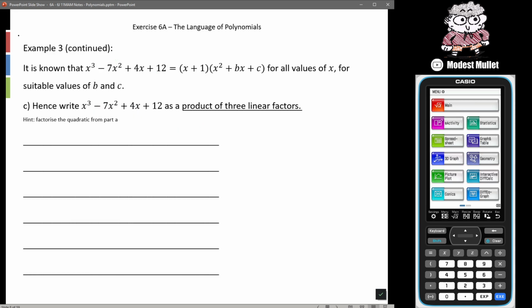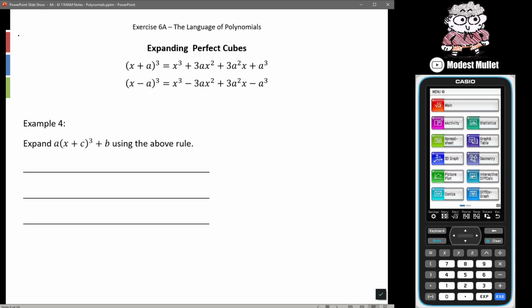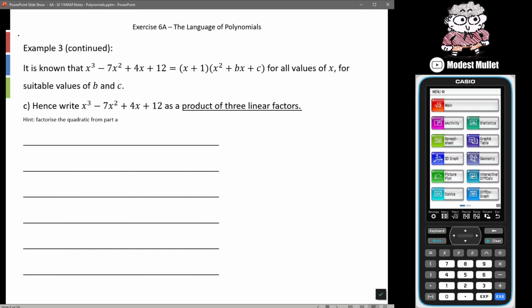Okay, last bit of this, and this is the last bit of the video. We won't need to worry about that last slide. Now how can we write that polynomial of order 3, this original thing, as 3 linear factors?